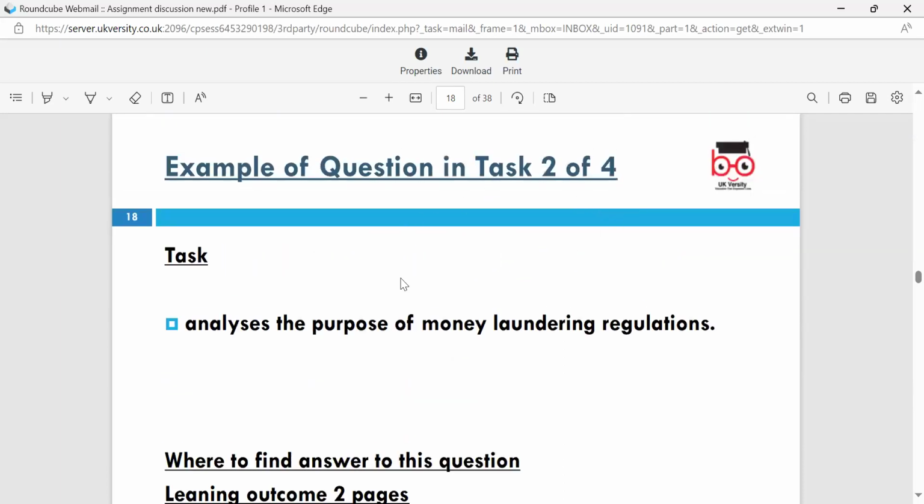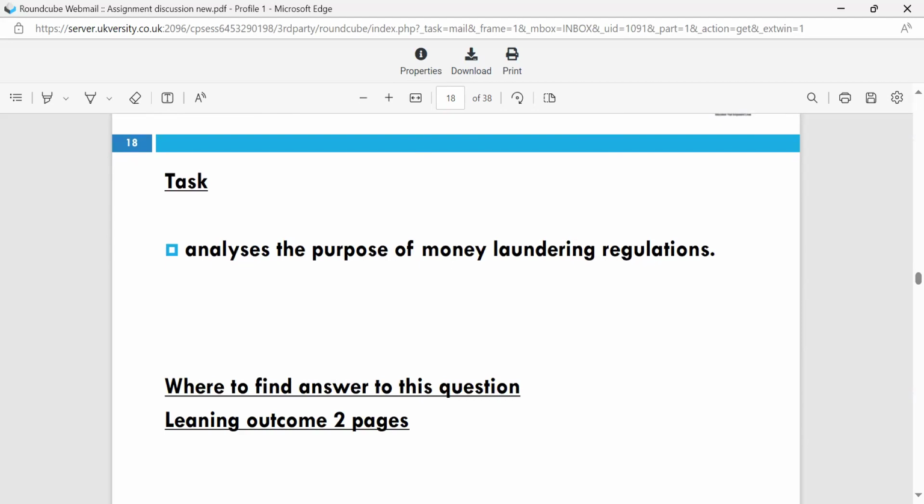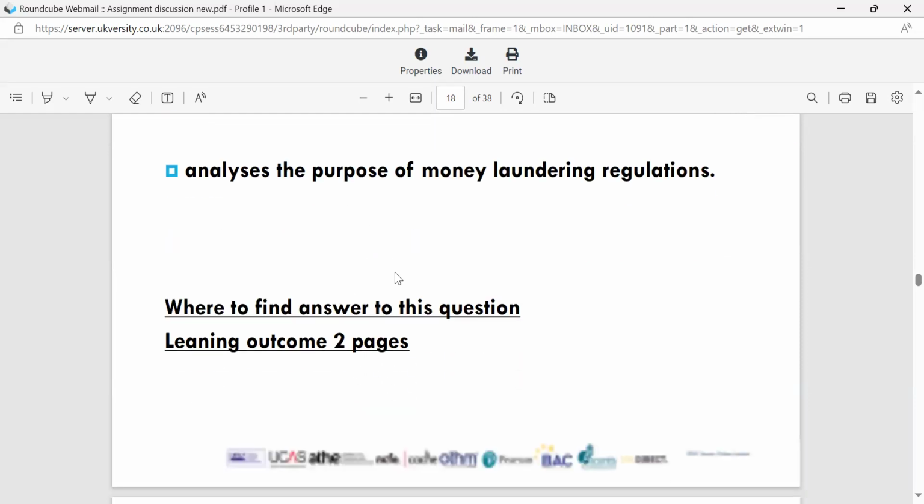Example of question 2 in task 2 of 4, analyze the purpose of money laundering. You look at the elements of this in Learning Outcome 2, and it will start with pages 5 onwards, and that will look at the aspects of money laundering and the purpose of money laundering regulation and why there's a need for that, okay? So you need to be looking at elements on pages 5 onwards. Okay, so that is task 2.